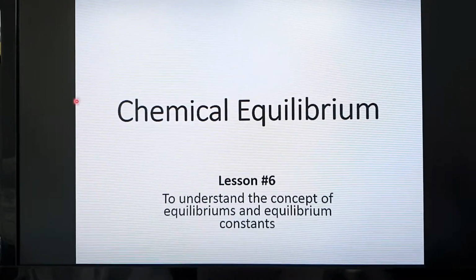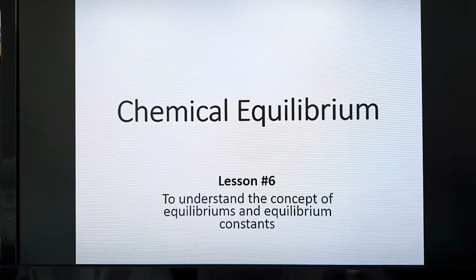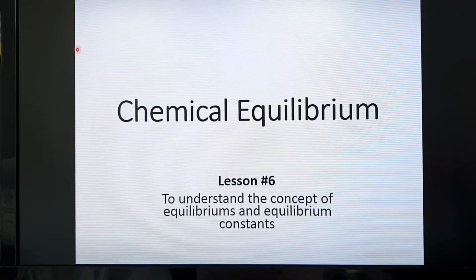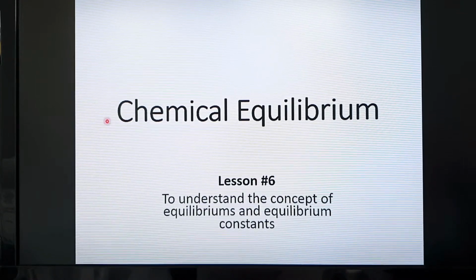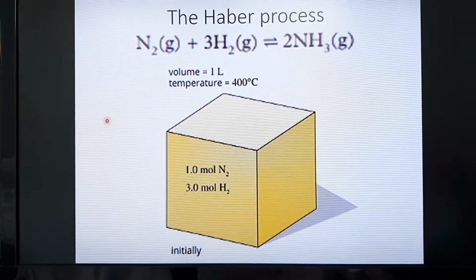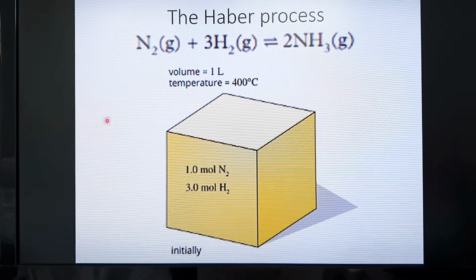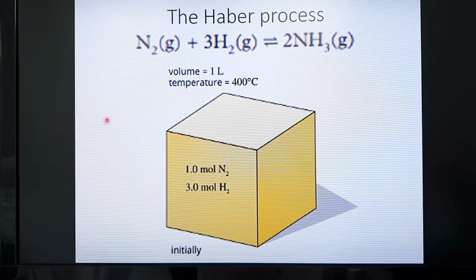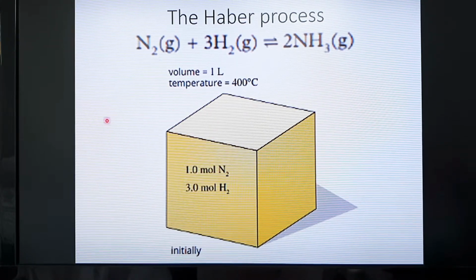Hi everyone, so today we're going to talk about chemical equilibrium. That's chapter 8 of our Heinemann chemistry textbook. So let's start by talking about this particular process here. This is called the Haber process. It's the process in which ammonia is produced by adding nitrogen and hydrogen gases in a chamber.